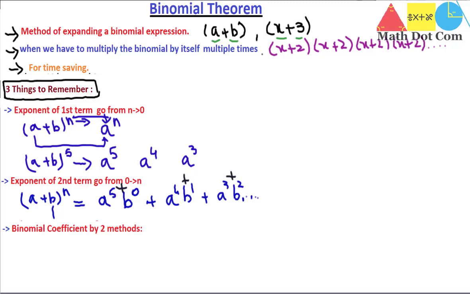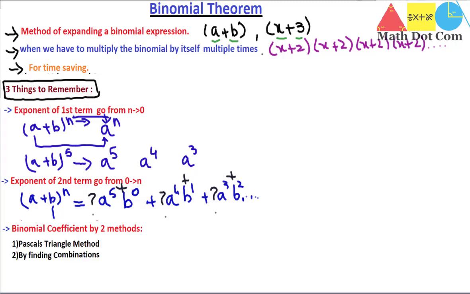Now what is a binomial coefficient? The binomial coefficient is the constant that multiplies the binomial terms, or you can say the coefficients of the variables. It means what you will get here, here, here, and so on. How will it be decided? It will be decided by using two methods.